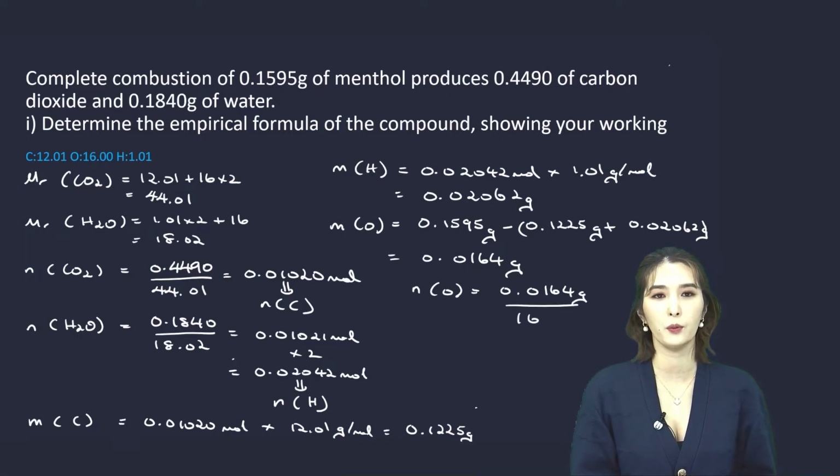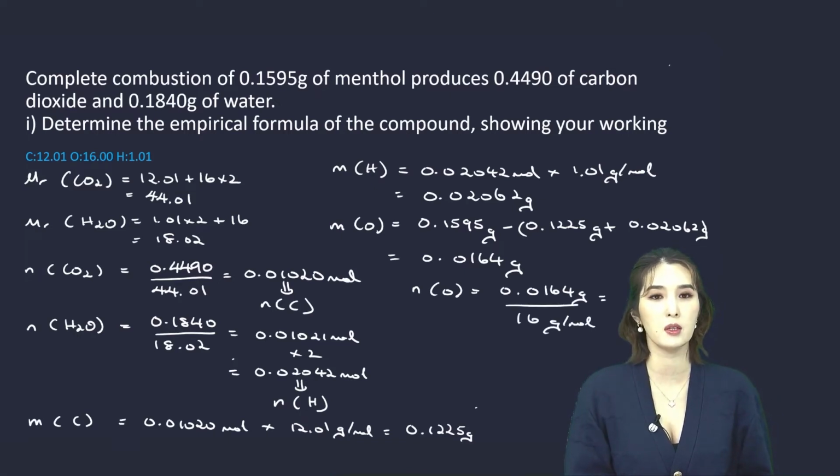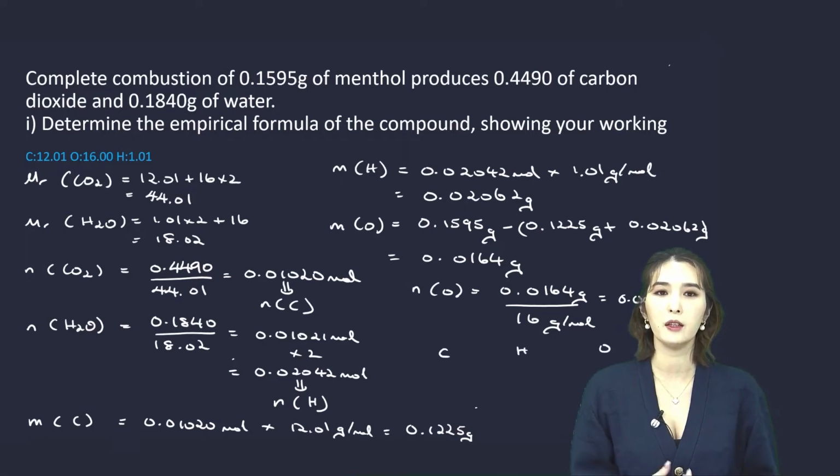Now, with the mass of oxygen found, we're going to find the number of moles of oxygen by dividing 0.0164 by the molar mass, which is 16.00 grams per mole. And that's going to give us the number of moles of oxygen as 0.001025.